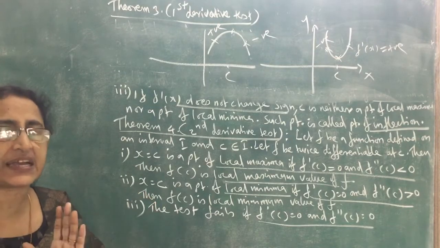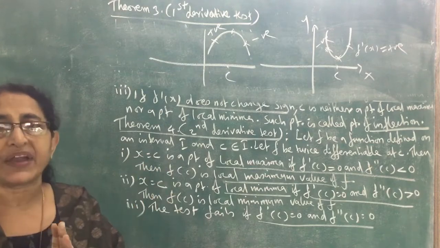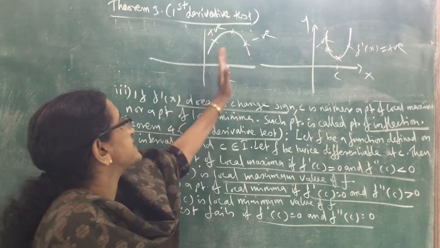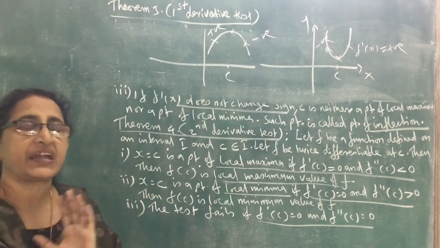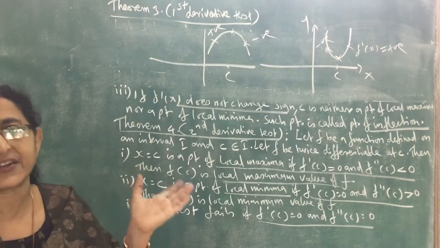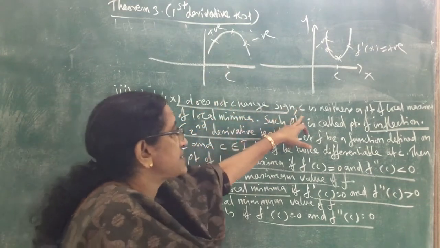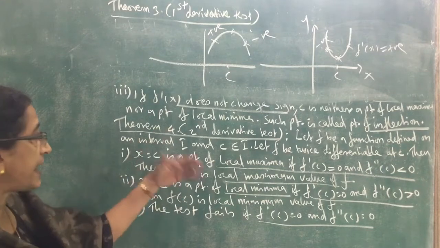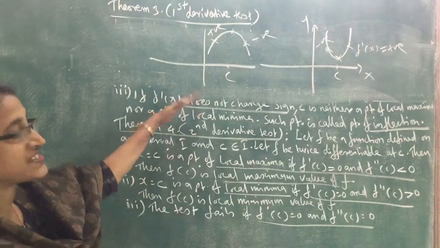That means f dash x does not change sign as x increases through C. Similarly, if f dash x is negative when x is less than C and when x is greater than C, it has the same sign. That means f dash x does not change sign from one sign to the other. So if f dash x does not change sign, then C is neither a point of local maxima nor a point of local minima. In that case, C is called a point of inflection. That is the first derivative test.